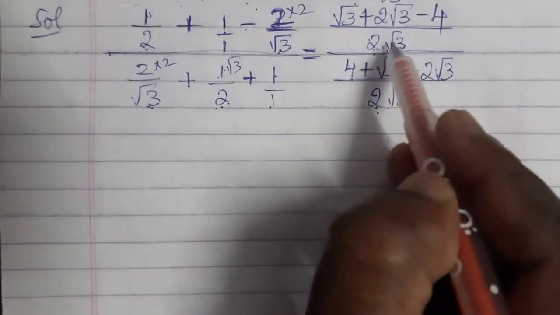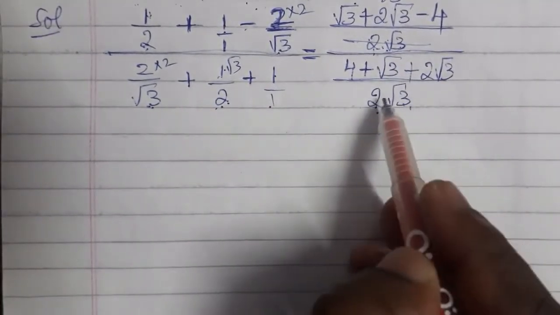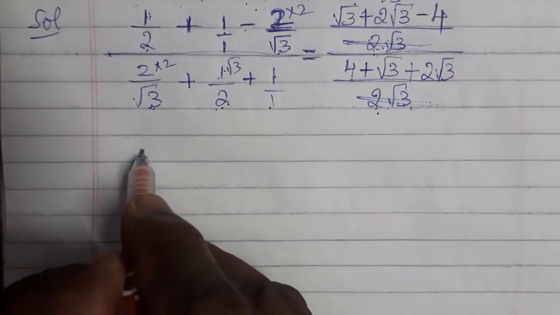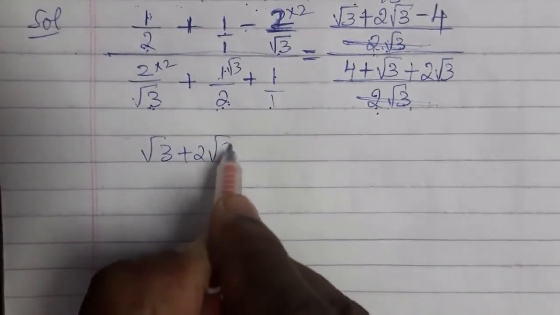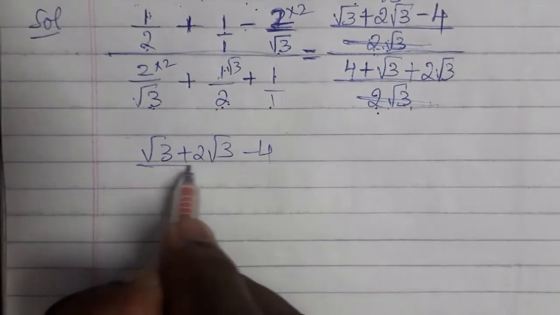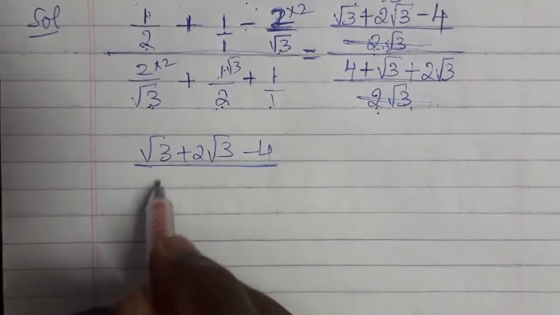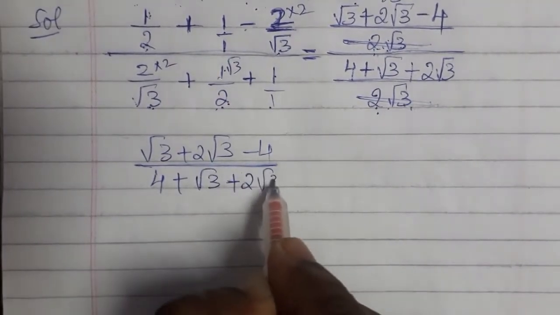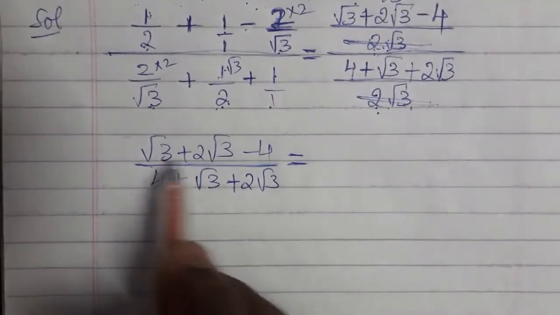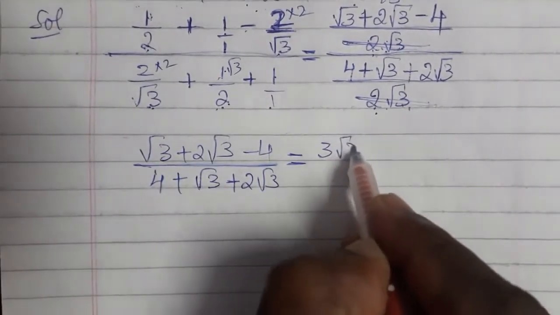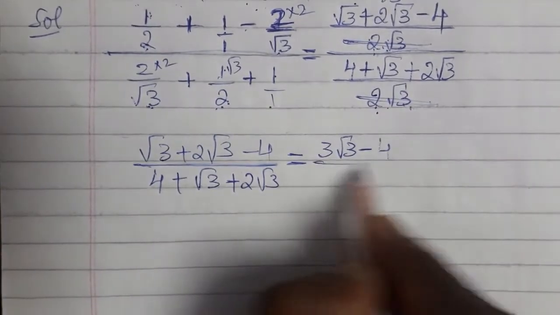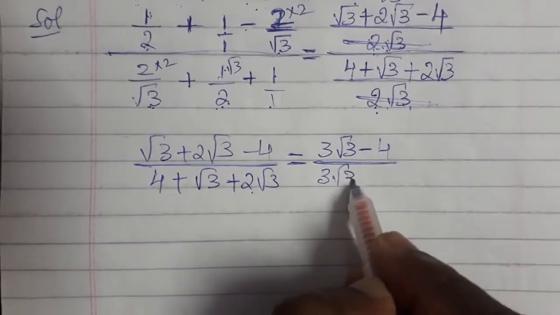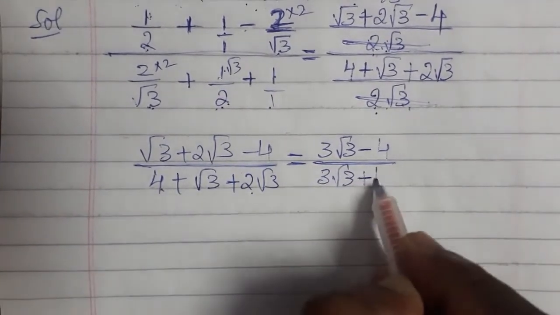Now you can see the denominator of the numerator, the denominator of the denominator, both are same. You can cancel this. So what is remaining? Root 3 plus 2 root 3 minus 4 divided by 4 plus root 3 plus 2 root 3. Now simplify. Root 3 plus 2 root 3 gives you 3 root 3 minus 4. See here, root 3 plus 2 root 3 gives you 3 root 3. This 4 definitely I can write here, plus 4.